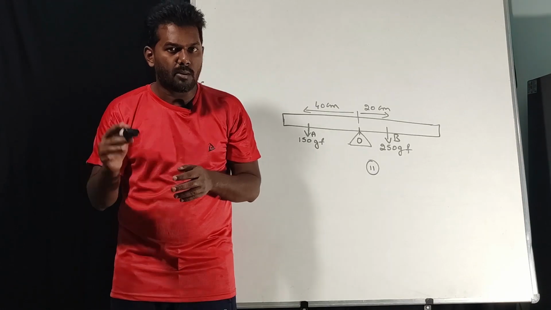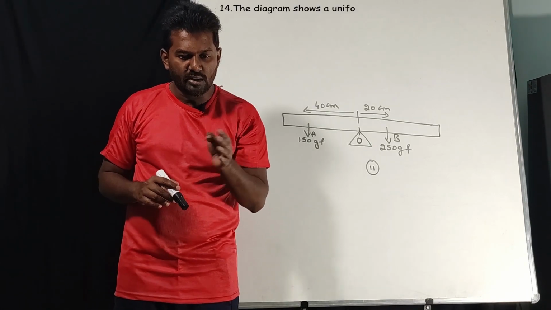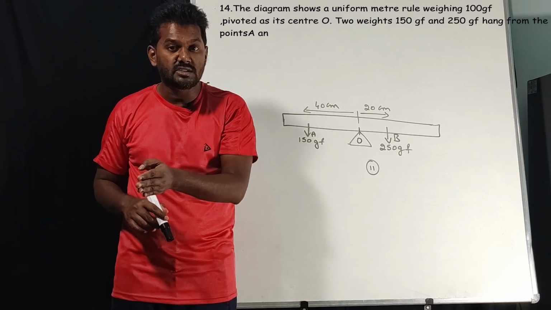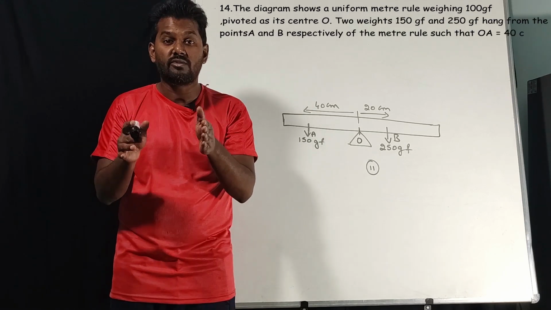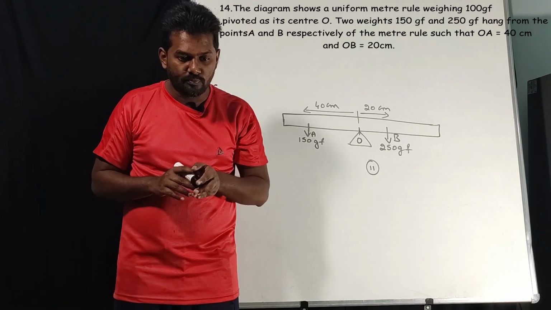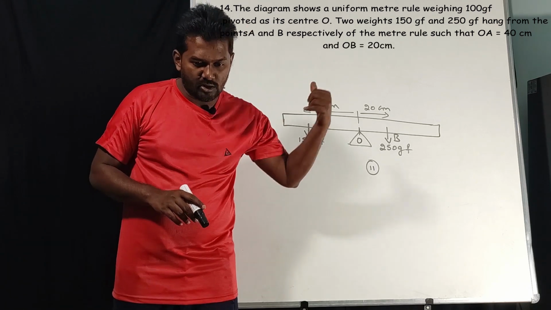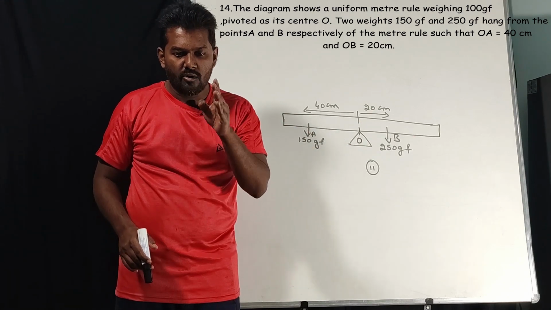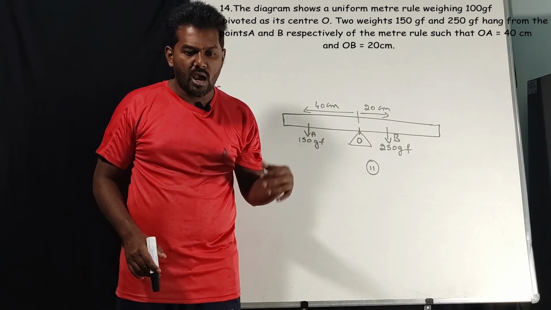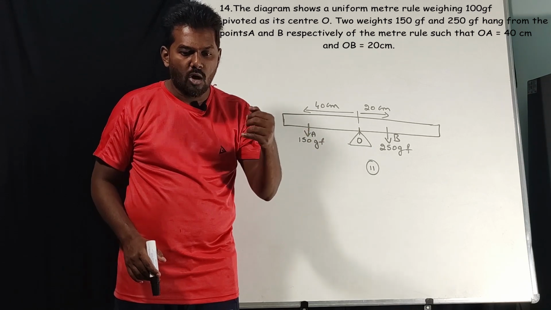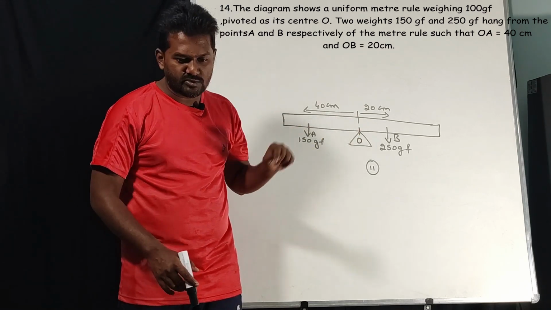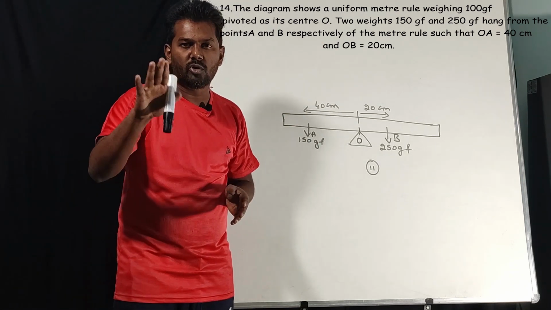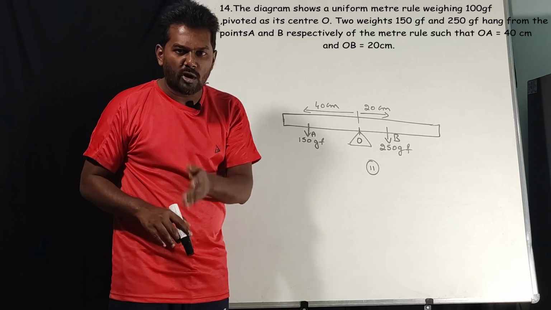That's it. Question number 14. The diagram in the figure shows a uniform meter rule weighing 100 GF. See, this 100 GF is not the load. That is the weight of the meter ruler. Pivoted at its center O, two weights 150 GF and 250 GF hang from the points A and B respectively of the meter scale such that OA, from O to A, is 40 centimeter and O to B is 20 centimeter. We have to calculate 4 different values. We'll go one by one.